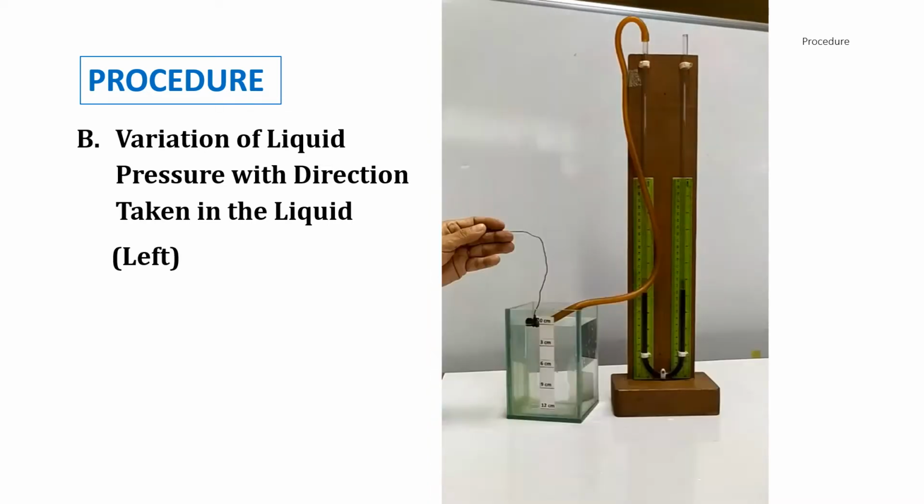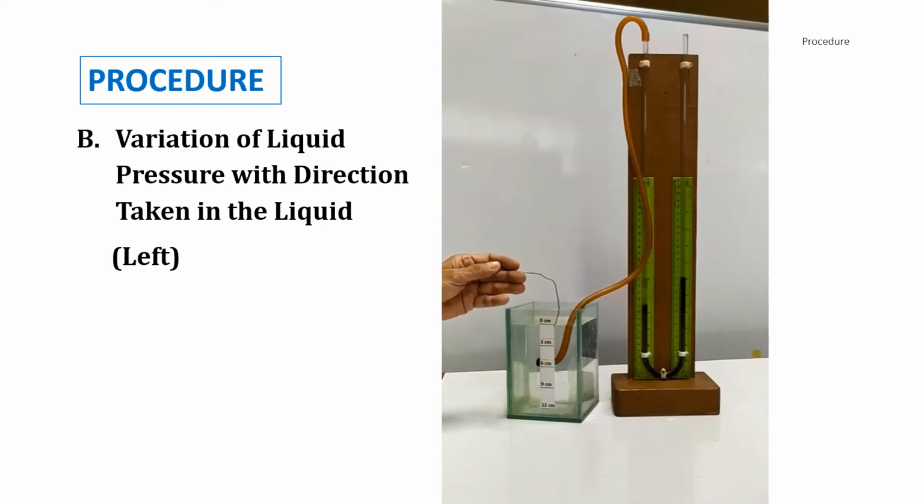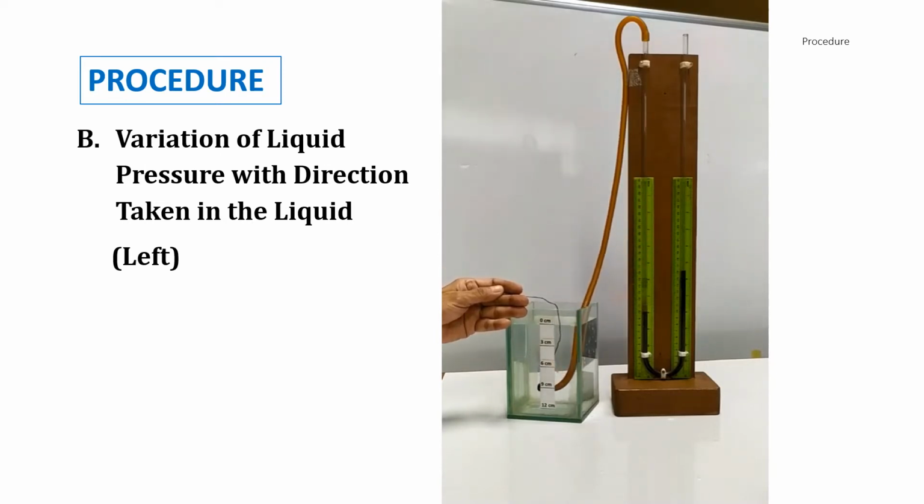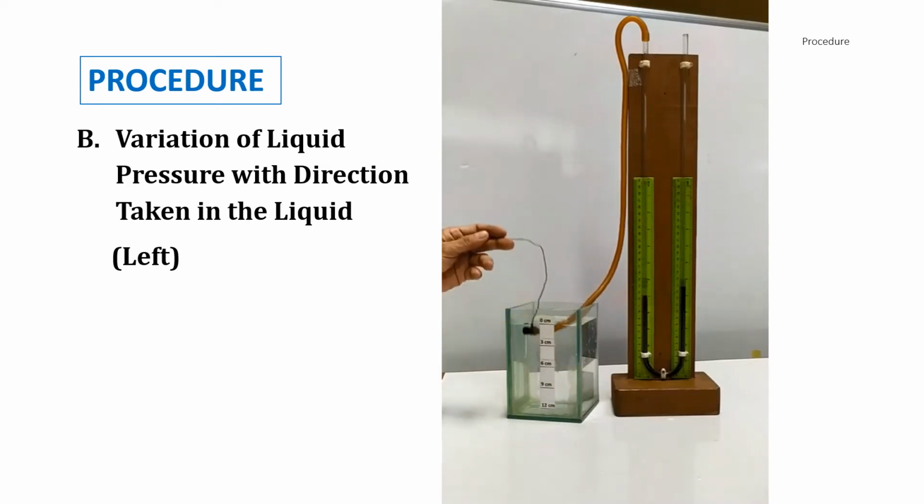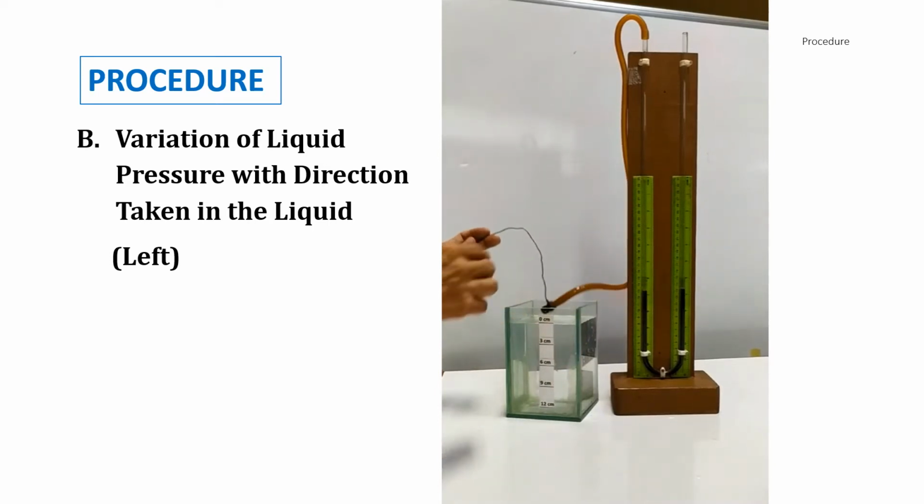Now, to the left. So variation of liquid pressure with direction taken in the liquid, and then the direction is to the left. At 0 cm mark, and then dipped to 3 centimeter mark, at 6 centimeter mark, and at 9 centimeter mark. Note how the height of the column of water changed in the manometer.